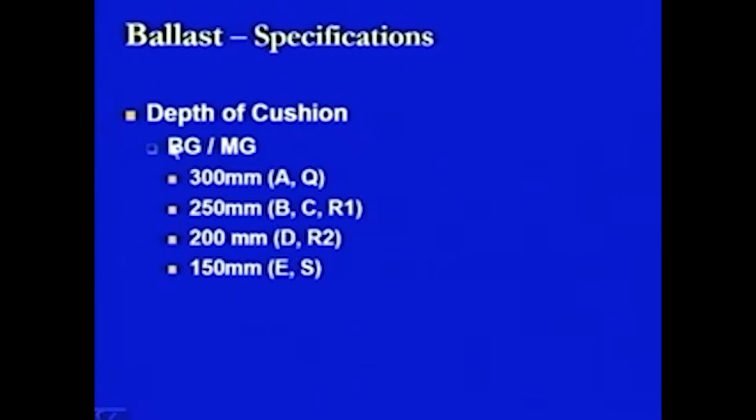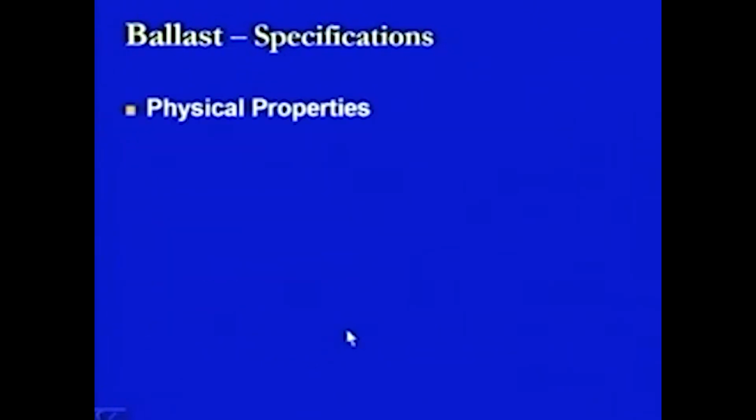In the case of the broad gauge, we have seen there is a classification as A, B, C, D and E, whereas in the case of the meter gauge the classification was Q, R1, R2 and S type of routes. In the case of A and Q, this depth of cushion is 300 mm as a minimum. In the case of B, C and R1 routes it is 250 mm, and in the case of D and R2 routes it is 200 mm. For E and S routes it is 150 mm. In the case of a narrow gauge, the depth of cushion is 150 mm as a minimum.